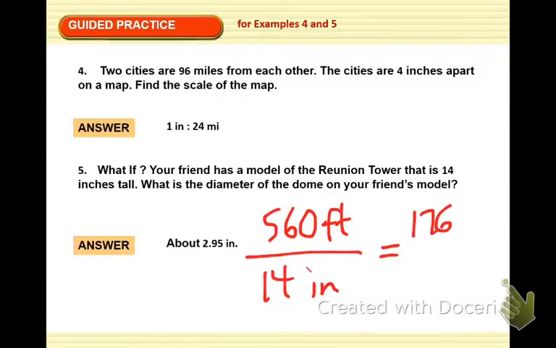When we cross multiply and solve, you should get 2.95 for x. Any questions? All right.